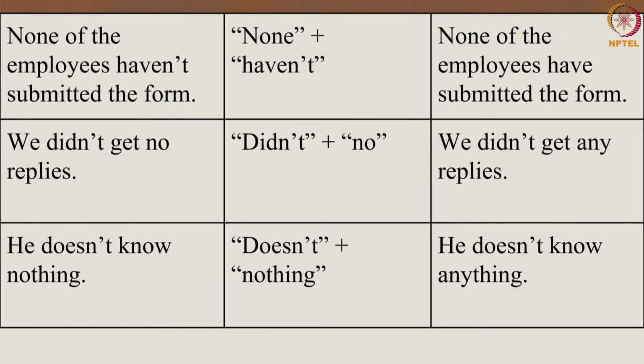Next one. We didn't get no replies. So, didn't plus no. We didn't get any replies instead of no replies. Next one. He doesn't know nothing. Doesn't plus nothing, like double negatives. He doesn't know anything should be the correct form.